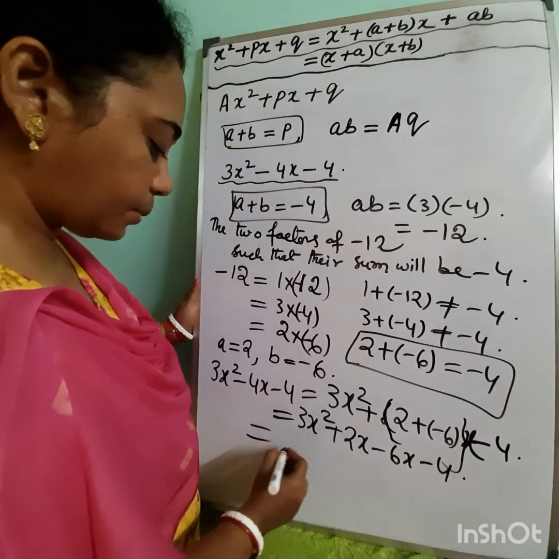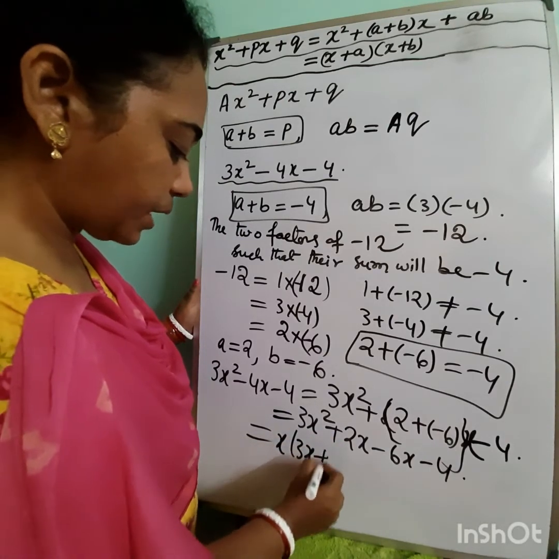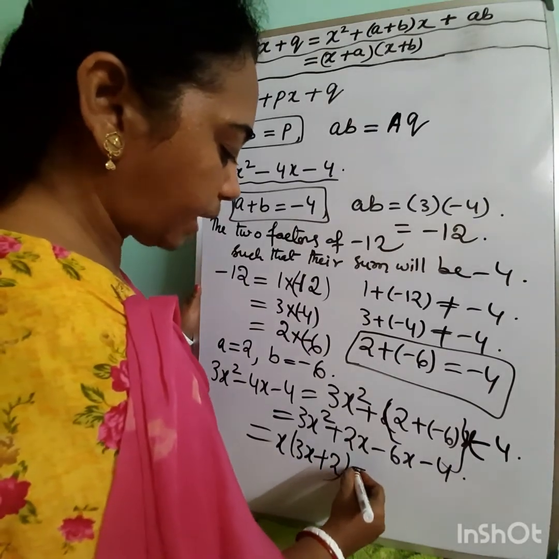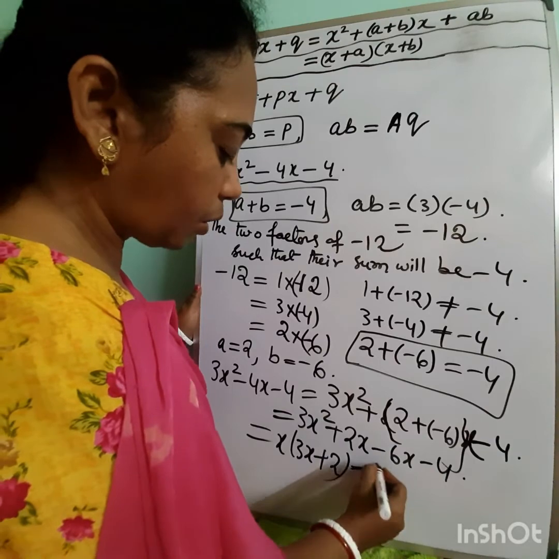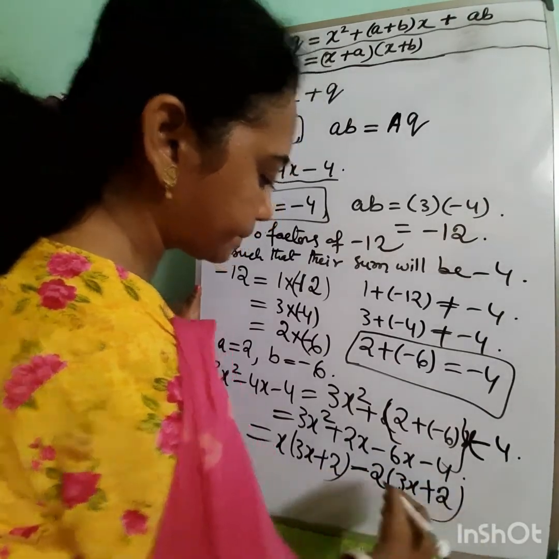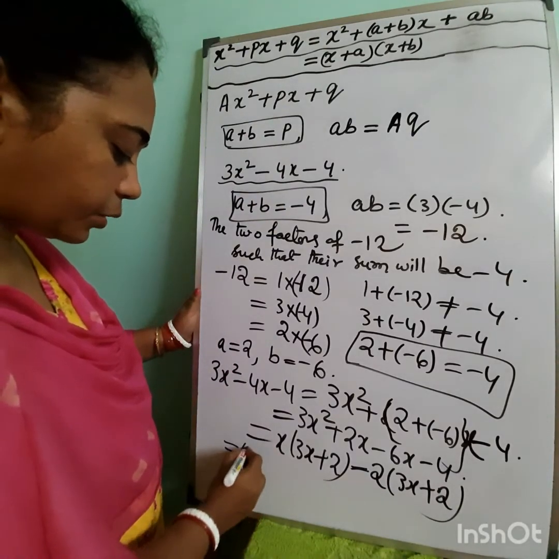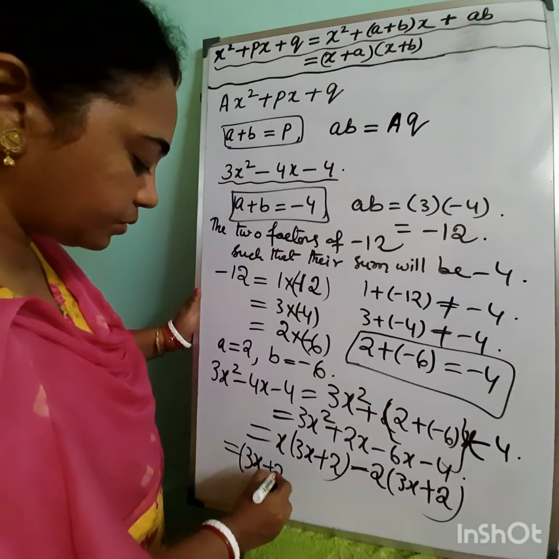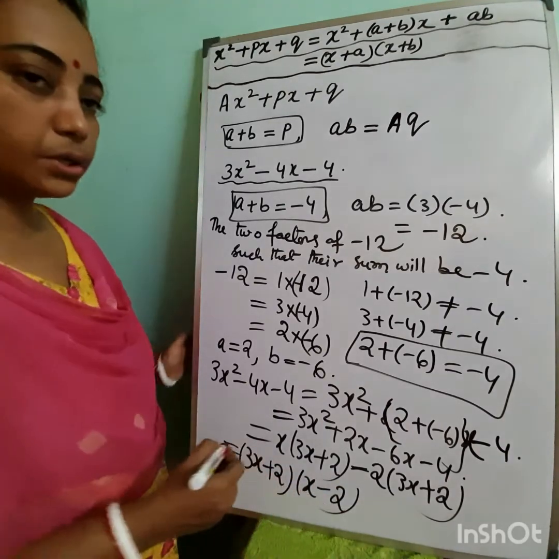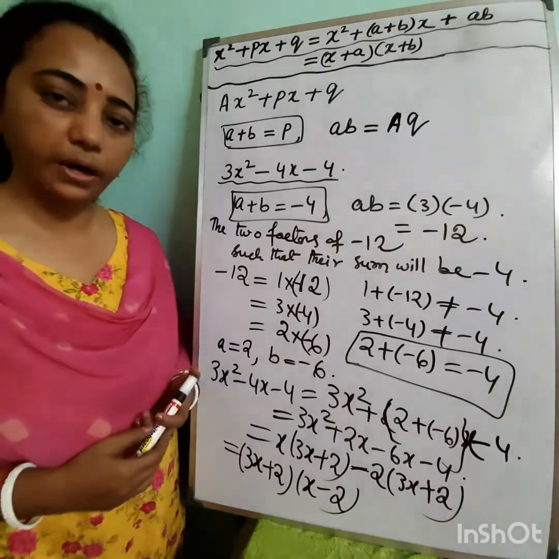From the first two terms, if we take x common, then it becomes 3x plus 2. And from the second two terms, if we take minus 2 common, then we get 3x plus 2. So in both the terms 3x plus 2 is common, so one of the factors will be 3x plus 2 and the other factor will be x minus 2, which is the required factor form of the given expression 3x square minus 4x minus 4.